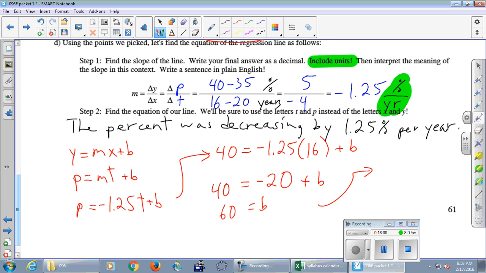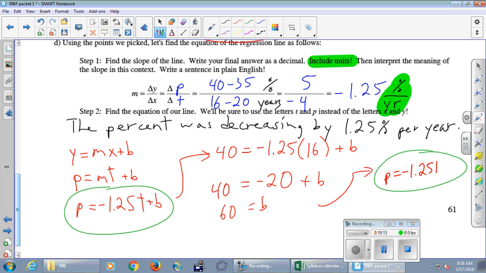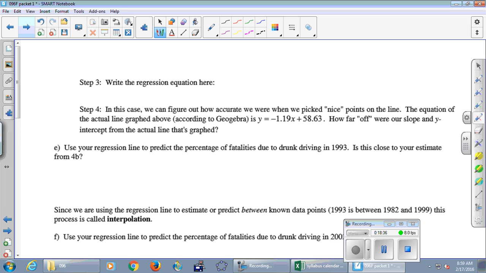So finally, the equation of our line, copying this guy, but changing the b to 60. So we get p equals negative 1.25 t plus 60. Questions on the process, finding the equation of that line? Okay, when we're ready, we're going to the next page. We're just going to rewrite that regression equation right here. P equals negative 1.25 t plus 60.